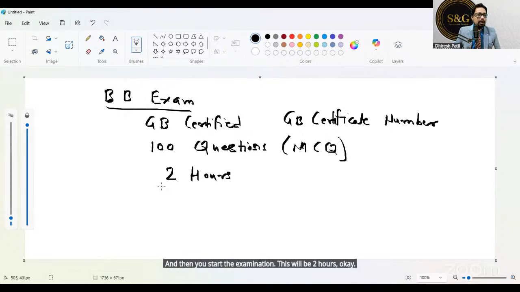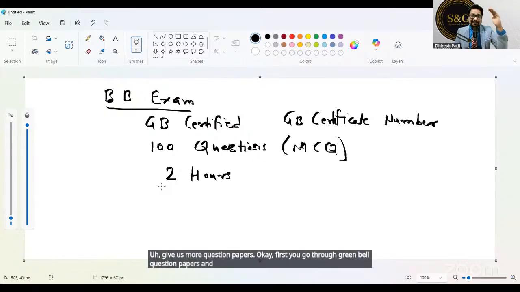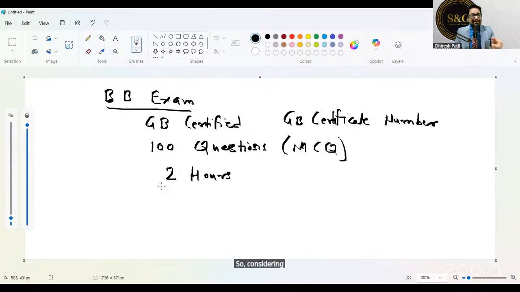Give us more question papers. First you go through the green belt and black belt question papers. In green belt, I think there are more questions. We have phase-wise questions, like define phase, measure phase, analyze phase. In black belt also we have them. So considering both, that is a very good number of questions to study. Combining these two, you have to study this.